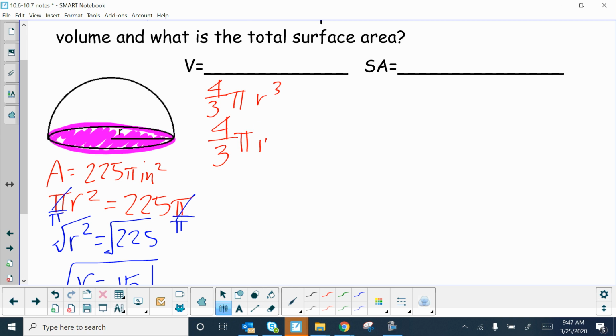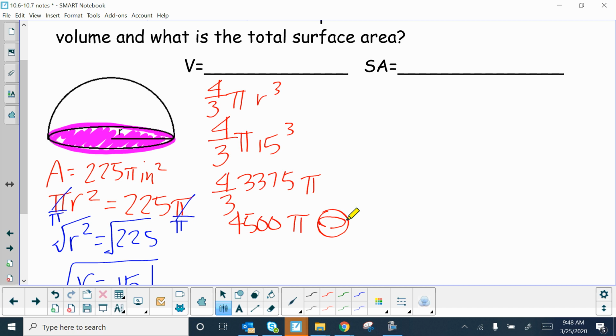So I'm going to put 15 cubed right here. So 15 cubed in the calculator is 3,375. Put pi at the end, and I have 4/3 right here. So I'm going to take the 4/3 of that, times 4 divided by 3. So 4,500 pi. Okay, so remember, this is for a full sphere.